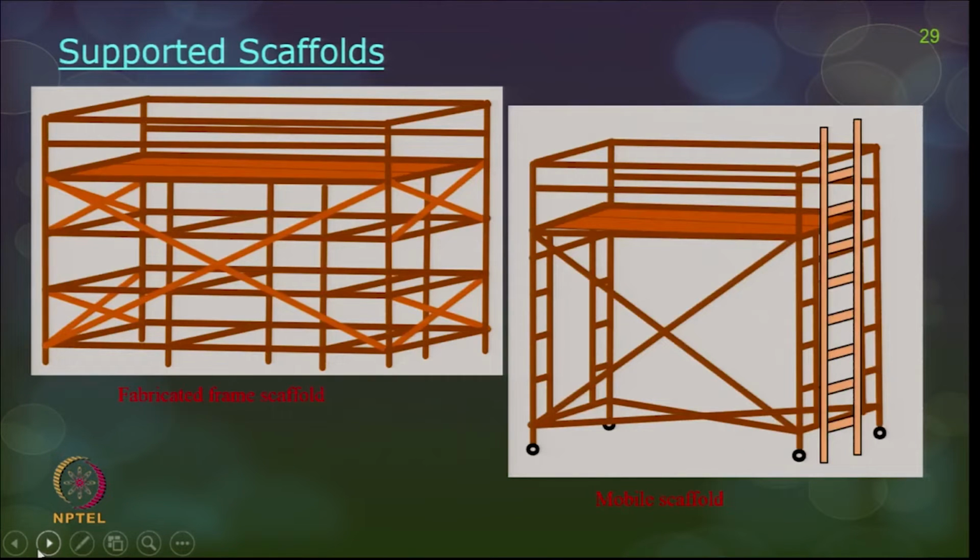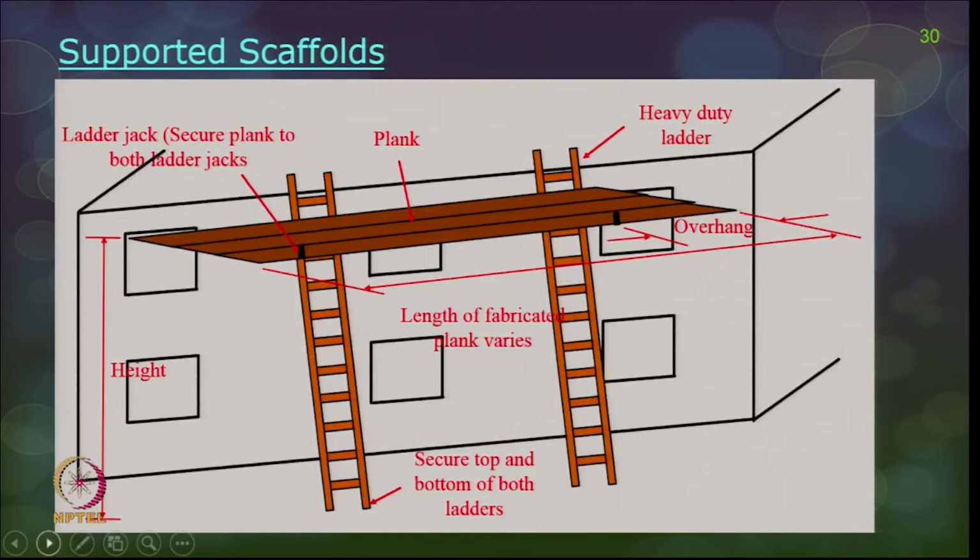Now, supported scaffolds: there are so many types available. Number 1 is fabricated frames, which we also call pole scaffolds, and again there are many types there. The other one is the mobile scaffold, which can be moved from one place to another along with the guardrails, the platform deck and the access to the scaffold. And the third one is ladder jack scaffolds, which have 2 ladders along with the scaffold support, and there are several types of ladder jack supports, and with this also the scaffolds can be moved and accessed.